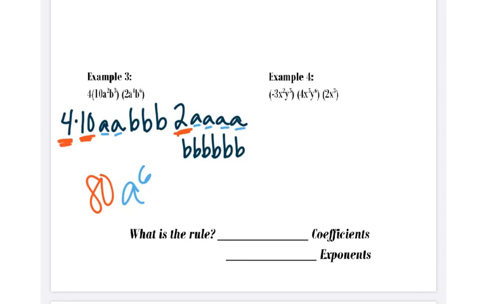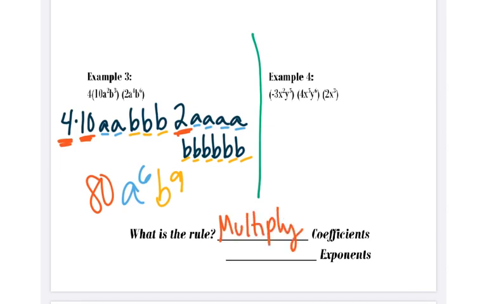We're counting our letter. So then this one here, 1, 2, 3, 4, 5, 6, 7, 8, 9. We have a total of 9 B's. So we multiply the big numbers and we count how many A's and B's we had. So the rule is we multiply the coefficient and then we just add our exponent. So counting is the same as adding. So we add the exponents.